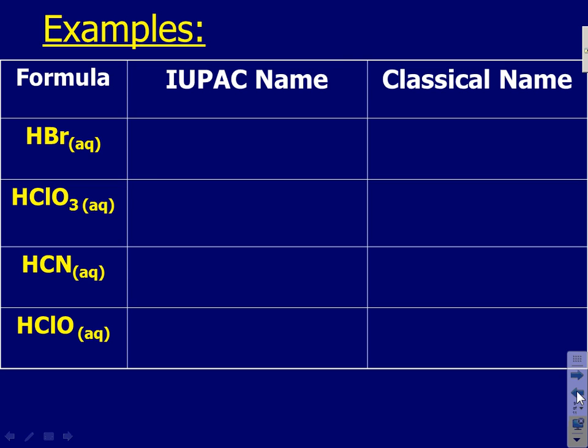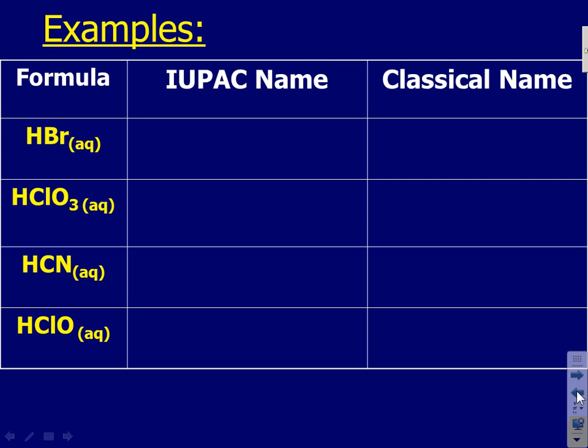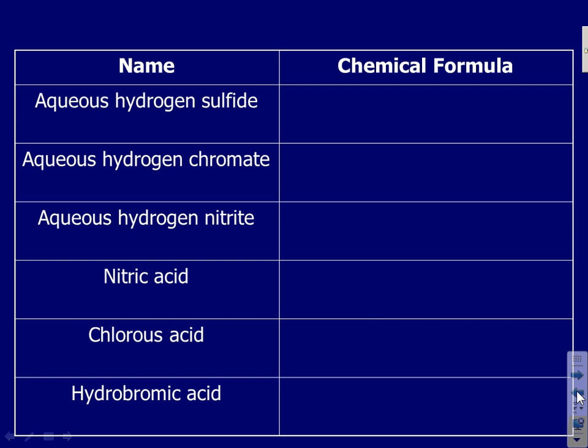Let's do a couple of examples. Oh, wait a minute. This is a mix-up, and then we do have to do some formulas. So here, let's do these. No, you know what? We've done this to death. Let's jump to here. Let's get the chemical formula now. So we know how to name it. Let's now get the chemical formula for these.